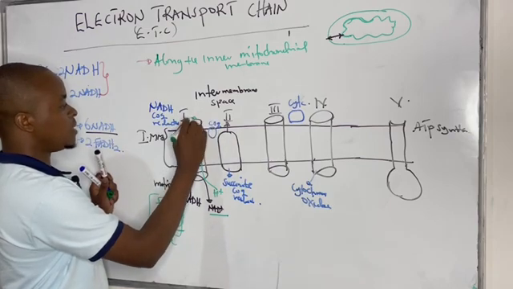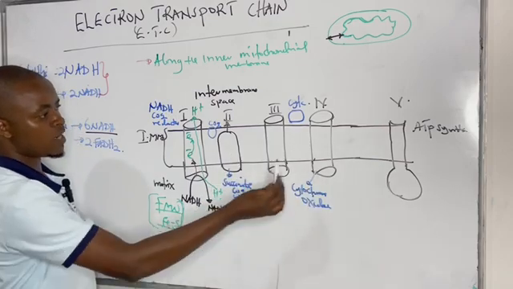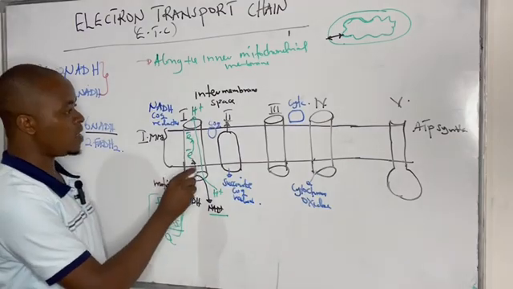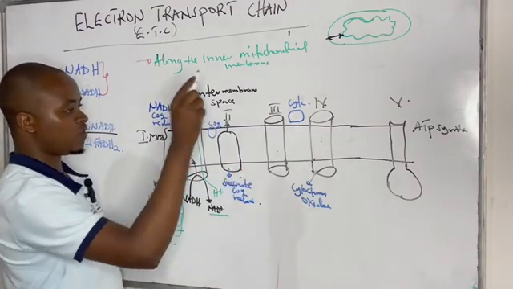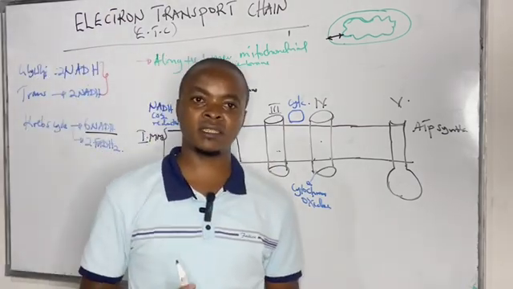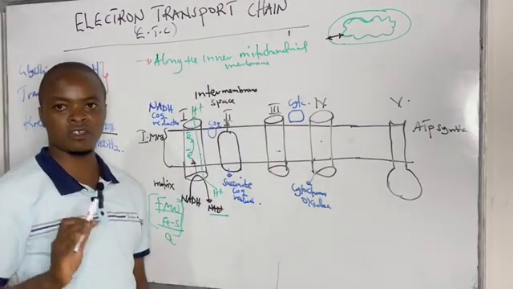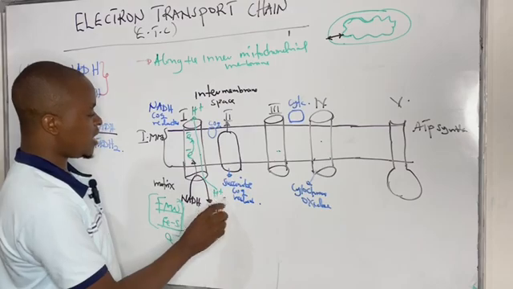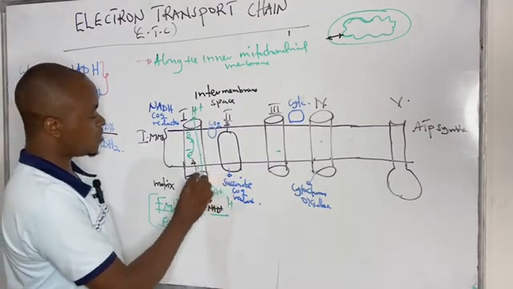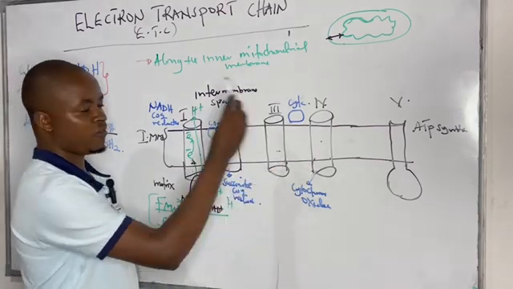the intermembrane space. And before we continue, we have to note that this inner mitochondrial membrane is impermeable to protons. Protons only pass through complex 1, complex 3, and complex 4. Complex 1, 3, and 4 are the only complexes that are permeable to hydrogen ions. But complex 2 is not permeable to hydrogen ions. And these hydrogen ions, which are produced by the oxidation reaction, do not pass along the inner membrane space. They only pass through complex 1, 3, and 4.